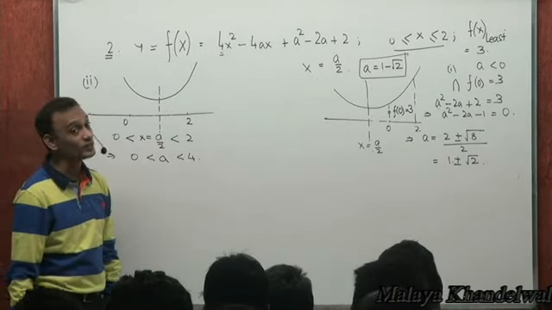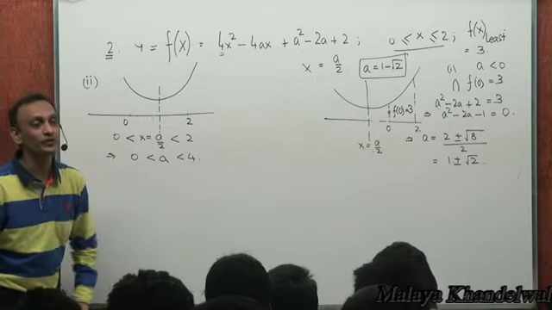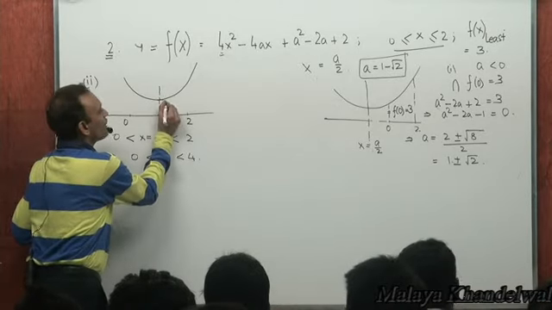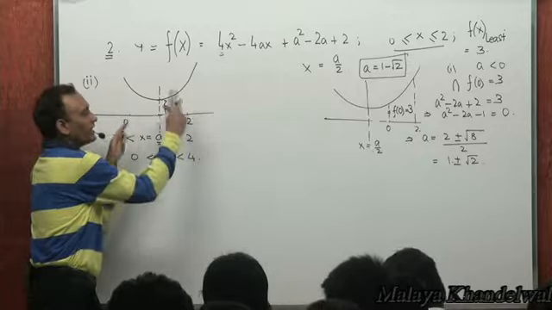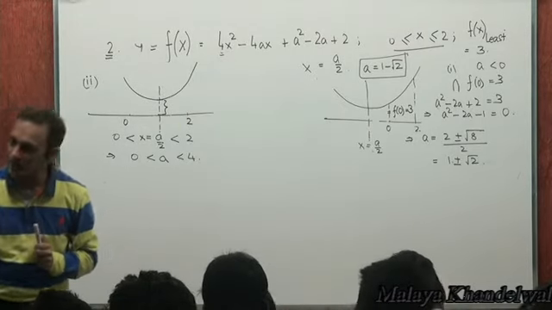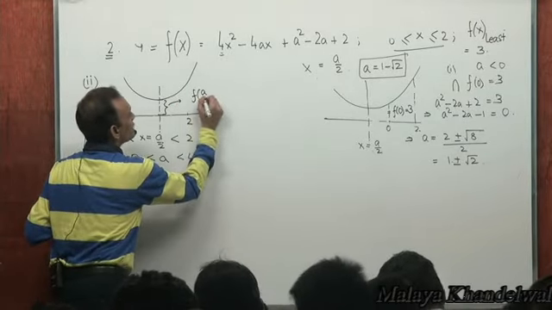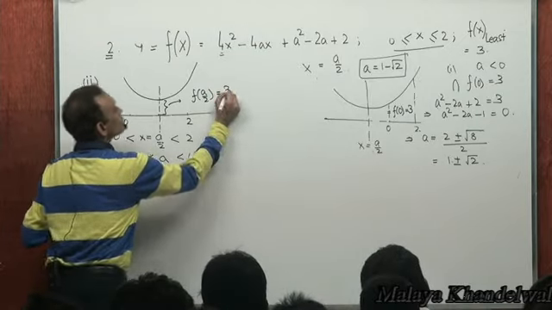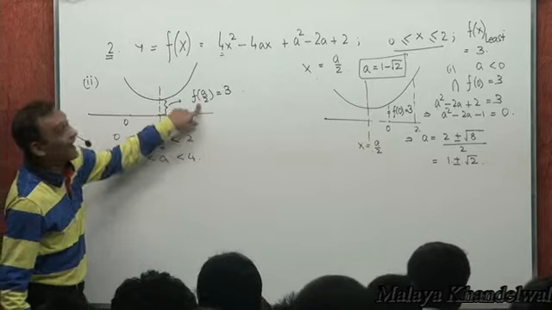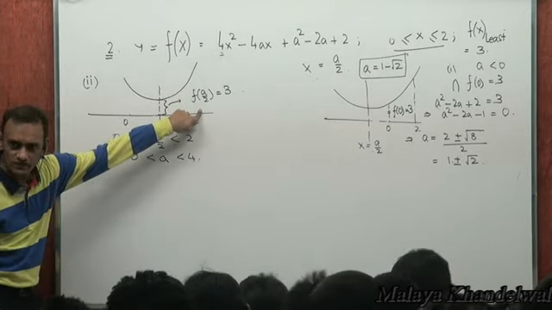Now in this case, can you tell me at what value of x do you get the least value? At x equal to a by 2. Yes or no? This is the least value of the function. In the interval 0 to 2, the least value of the function is this, and that occurs at x equal to a by 2. So this is like f of a by 2 must be equal to 3. So a must lie between 0 and 4 and f of a by 2 must be equal to 3, right? Let me see what this gives.